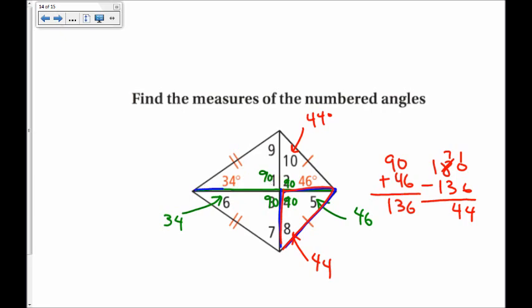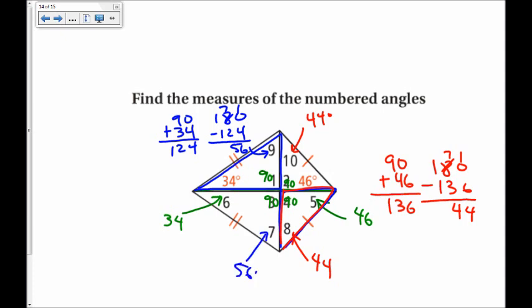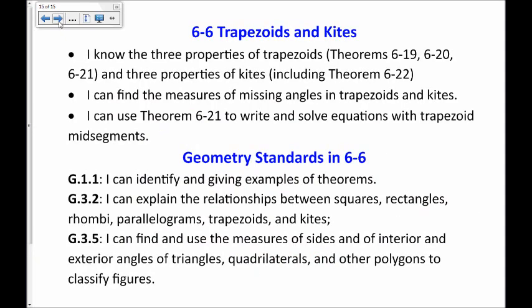Now these angles will make a triangle. So I'll take 90 plus 34, and I get 124. And 180 minus 124 is 56. So angle 9 is 56. Oh, and angle 7 is 56 for the exact same reason. This video talked about some properties of trapezoids, isosceles trapezoids, and kites, and also a little bit about midsegments.